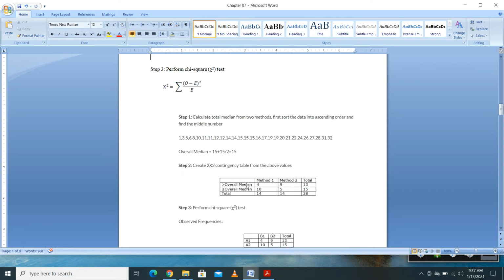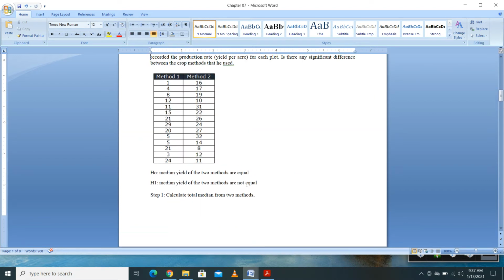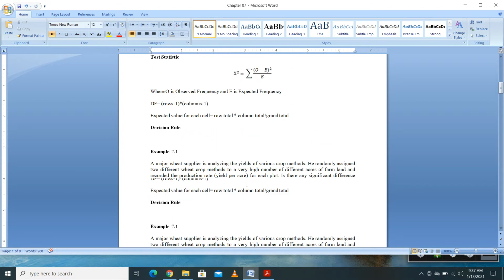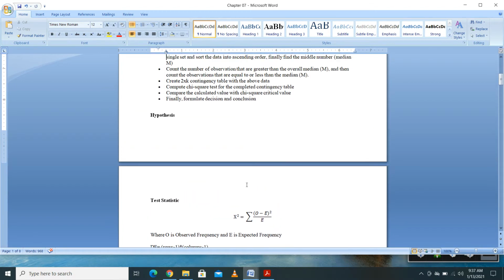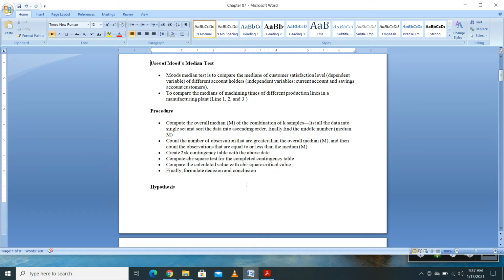I would like to show you some examples where you can apply the Mood's median test. Let's say you want to check customer satisfaction. If you're working in a bank, we know in a bank you have different accounts: current accounts, savings accounts, children's accounts. If you want to check whether there is any difference between the customer satisfaction levels of these accounts, you can use the Mood's median test.